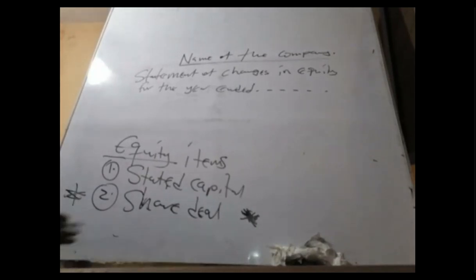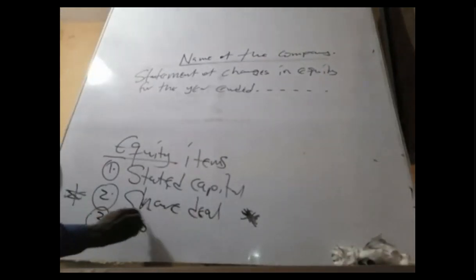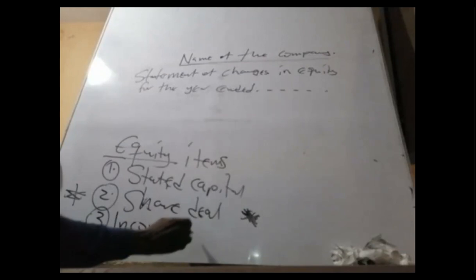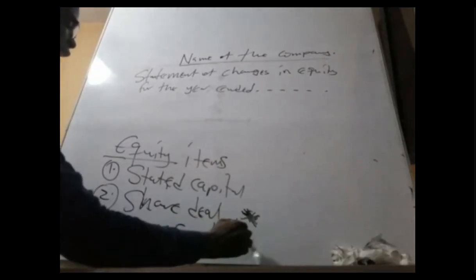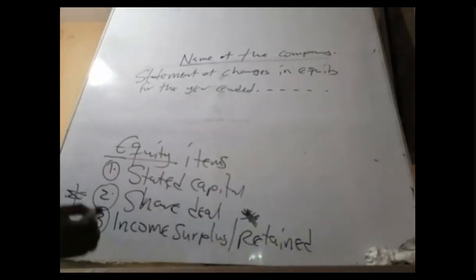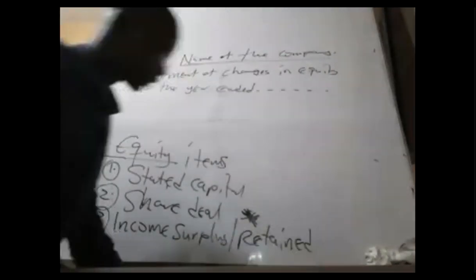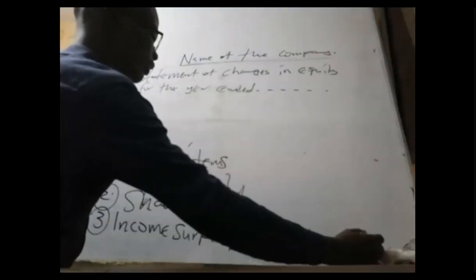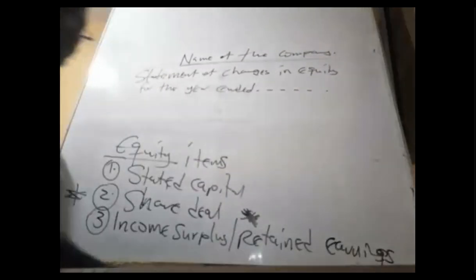So just take notes. Number 3, we will have income surplus. It's an example of an equity item. Income surplus is also called retained earnings. So the earnings that we have retained so far since we started operations, all the profits we have kept so far. So retained earnings.